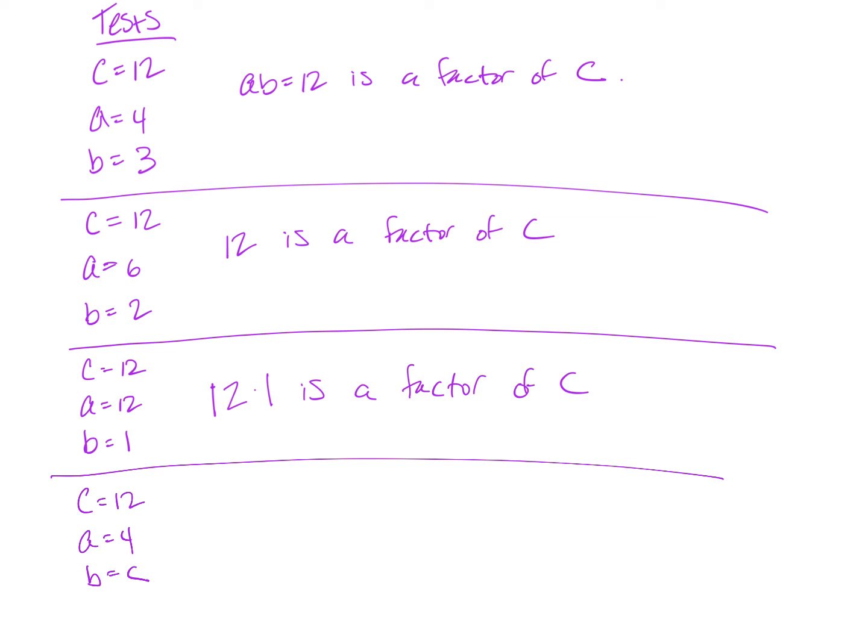4 is a factor of 12. 6 is a factor of 12. So I've satisfied the if part. a and b are both factors of c, but 4 times 6, which is 24, is not a factor of 12. Okay, so we found a counterexample, and this is not always true.